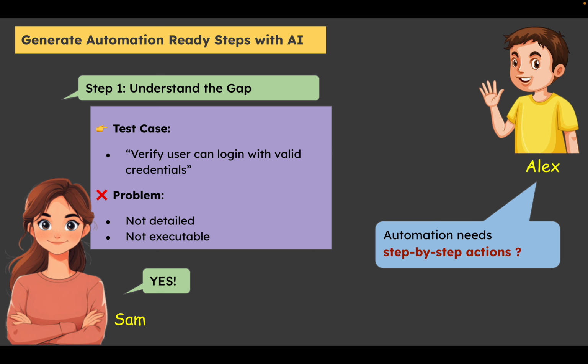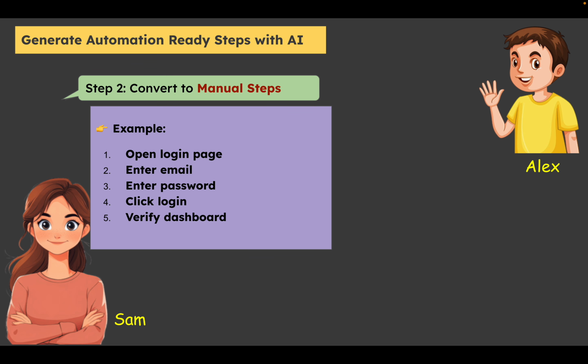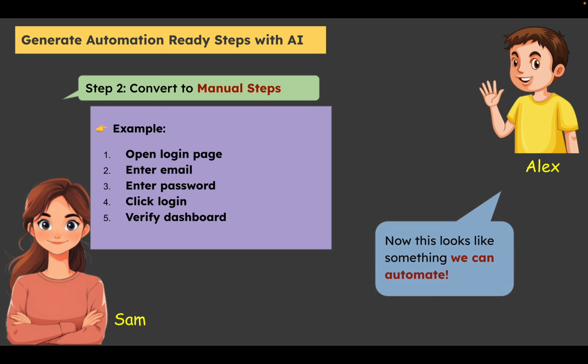Now step number two is you can manually create atomic steps. Atomic means one action at a time: open login page, enter email, enter password, click login, verify dashboard check appears on the home page, etc. Or we can also make use of AI to do this for us. We will see that in a moment. Every step can also have an expected outcome, what we expect after this step. For example, open login page, expected outcome is login page should be visible on the screen.